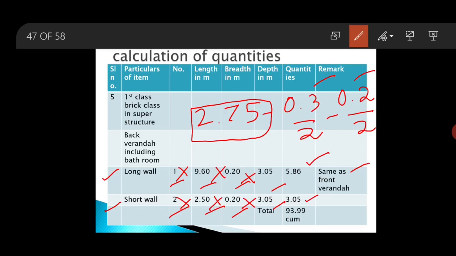With this we have completed the entire building. Now you add all the parts, so that you will get the gross quantity, 93.99 cubic meter. But we have taken the entire building as solid, and there are some door openings, window openings, shelf, lintel, front veranda opening, back veranda opening. All these we have to deduct from this gross quantity.